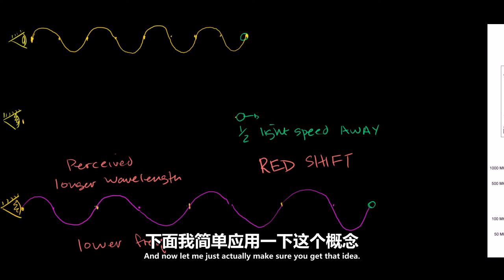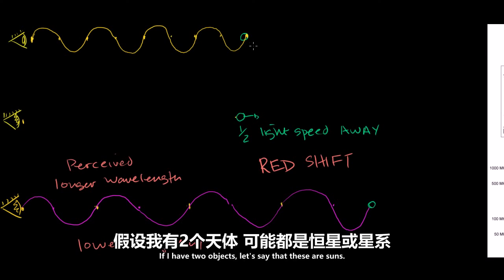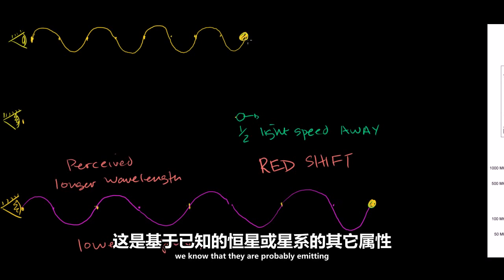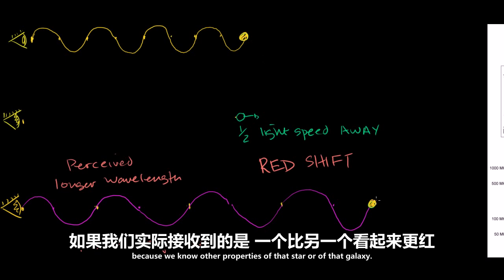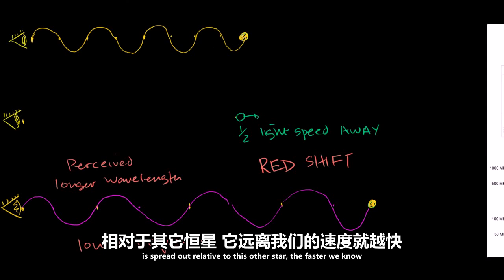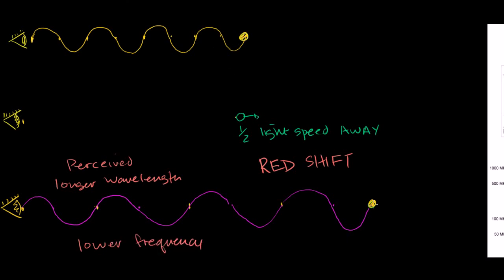And now let me just make sure you get that idea. If I have two objects, let's say that these are both suns, or both galaxies, either way. Because of other properties, which I won't talk about right now, we know that they are probably emitting light of the same color. Now, if what we actually perceive is that this one looks redder to us than this one, then we know that it is traveling away from us. And the redder it looks, the more its wavelength is spread out relative to this other star, the faster we know that this is moving away from us.